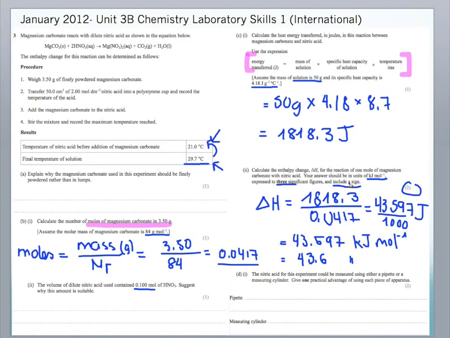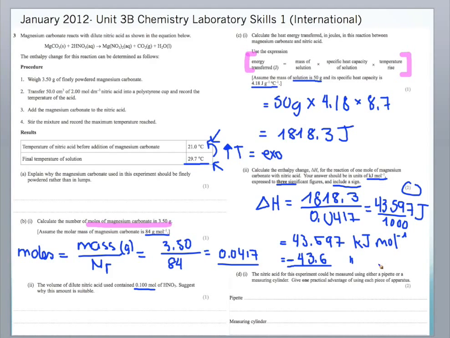And they're also asking us to include a sign. So they're asking us whether this reaction is exothermic or endothermic. And we can determine that by looking at the temperature. We started off at 21 degrees, and then the final temperature went up to 29.7. Therefore, there was an increase in temperature. The reaction is exothermic, and for an exothermic reaction, the sign is negative. Therefore, that is the answer, minus 43.6 kilojoules per mole.